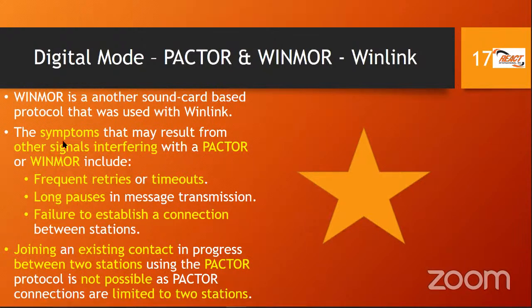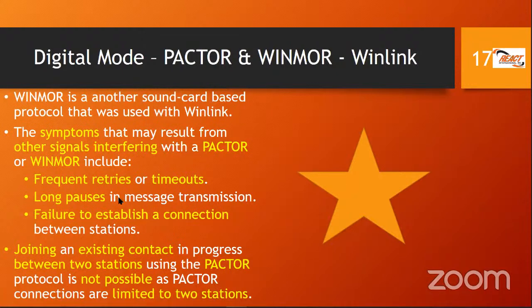So what we need to be aware of for our exam is that there are some symptoms that can occur if we have other signals that interfere with our Pactor signals or our WinMor signals. Again, in the exam, they'll ask you about WinMor, so bear that in mind. Both Pactor and WinMor can suffer from the following symptoms if you have an interfering signal. Firstly, frequent retries or timeouts, meaning that your station is trying to connect and connect and connect, and it's not really making a connection. It's trying, and it's not getting through, and then it may time out the transmission. That's one symptom that you may have interfering signals.